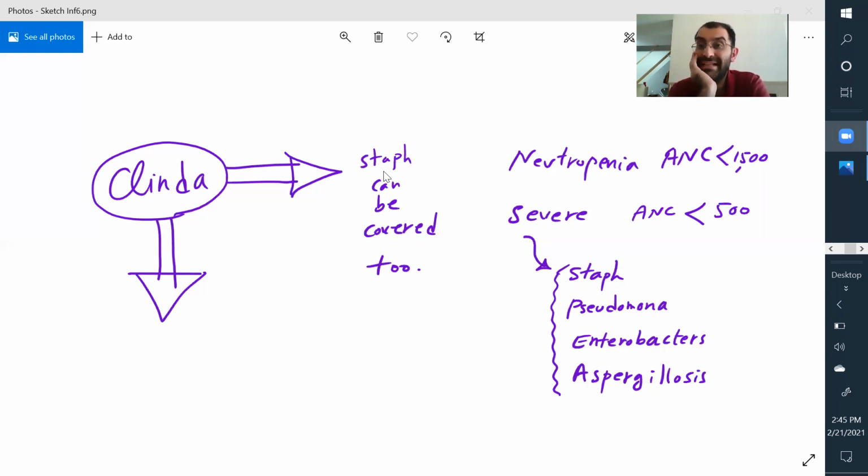Clindamycin is a beautiful anaerobe killer, to the point that we say anaerobes above the diaphragm, clindamycin; anaerobes below the diaphragm, metronidazole, Flagyl. They are used interchangeably as well. Good. That's the story of clindamycin.